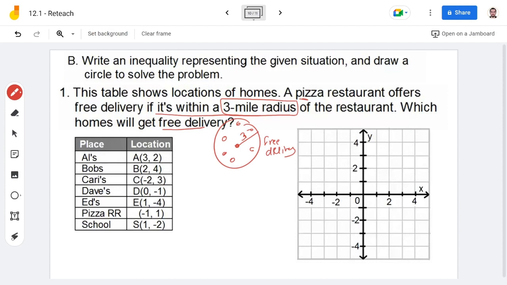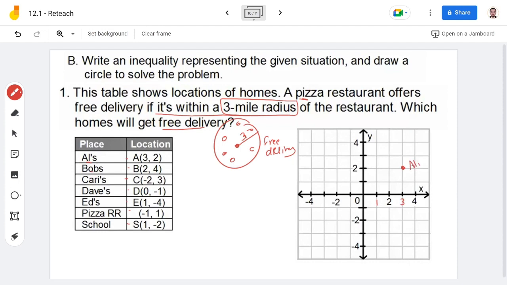So first step, I need to plot the points. Then after that, I need to draw the circle. And after this, I have to see which homes can get a free delivery. Now let's plot each home. So Ali's home, 3 and 2. So this is 1, this is 2, this is 3 and 2. Okay, this is Ali.